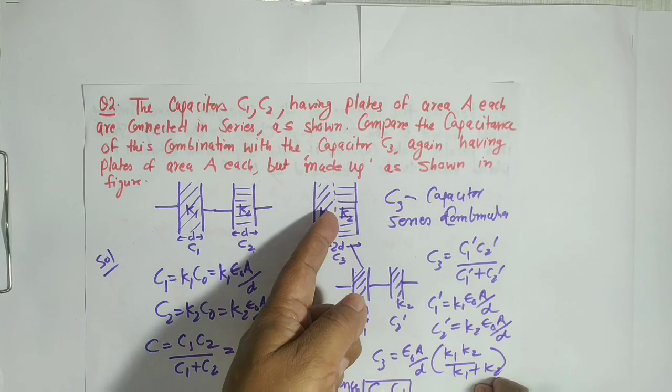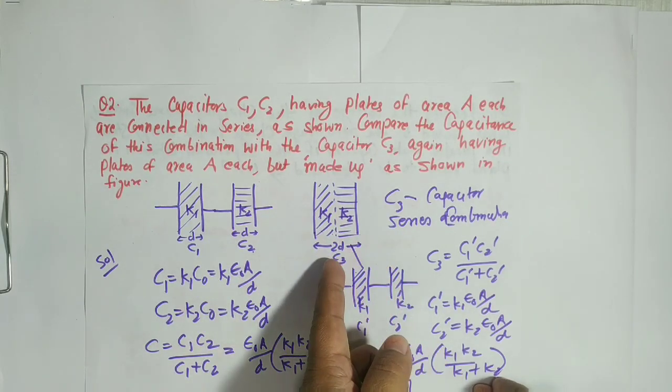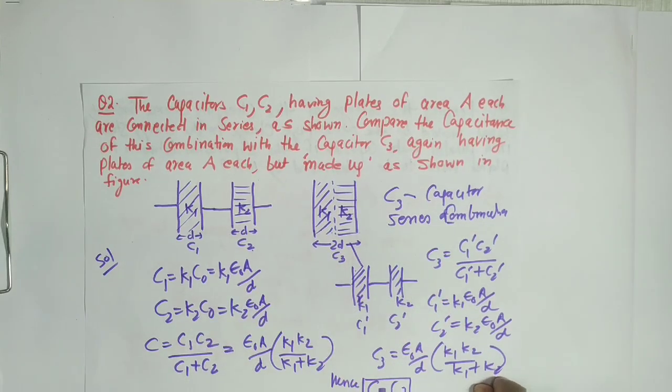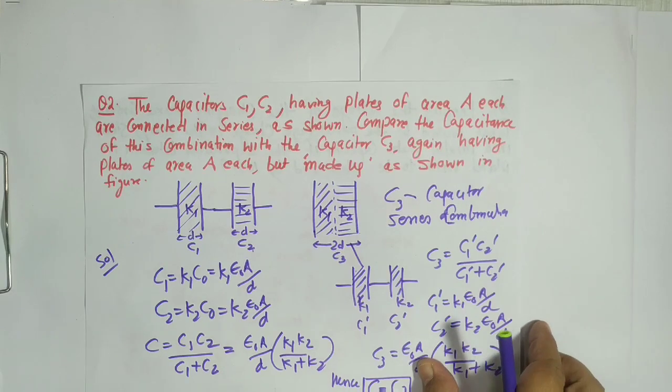C1 and C2 are in series, and if you break it like this, C1 dash and C2 dash are again in series. So if you combine, you will get the answer. So this is question number 2. It is very easy to calculate the capacitance, and we know that C is K times C naught. Now the third question.